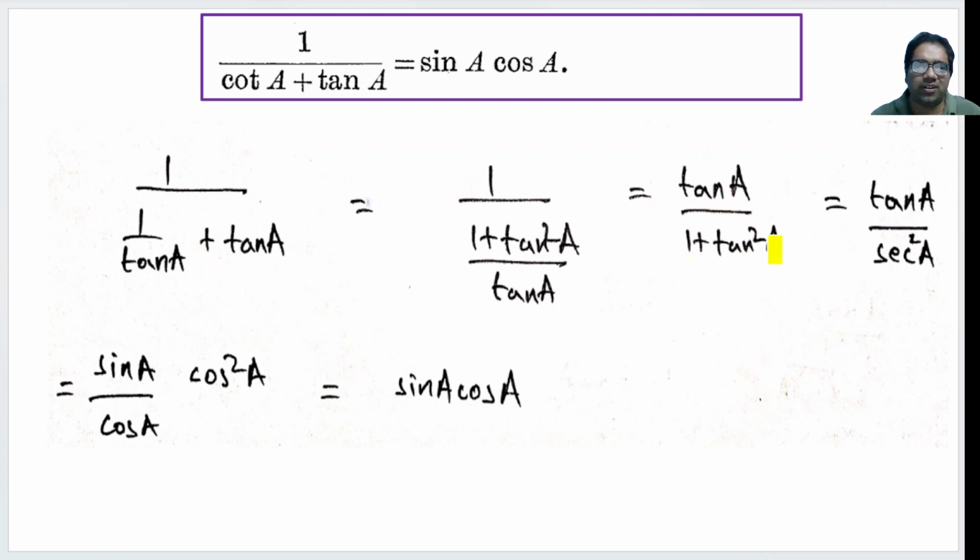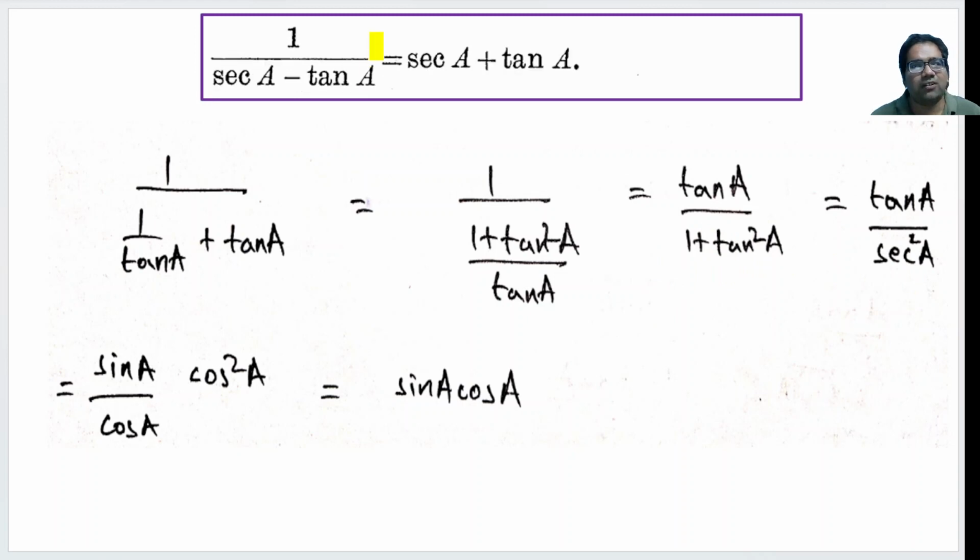What is 1 plus tan square A? We already know secant square A minus 1 is tan square A, right? So 1 plus tan square A is secant square A. So tan A by secant square A. What is tan A? Sin A by cos A. What is secant square A? Secant square is 1 by cos square A. There are two cos A's, right? One of them we can cancel. So we'll be left with one sin A and one cos A, so sin A cos A. Simple algebraic manipulation, just that we need to know secant square A minus 1 is tan square A, and secant square A is 1 plus tan square A.